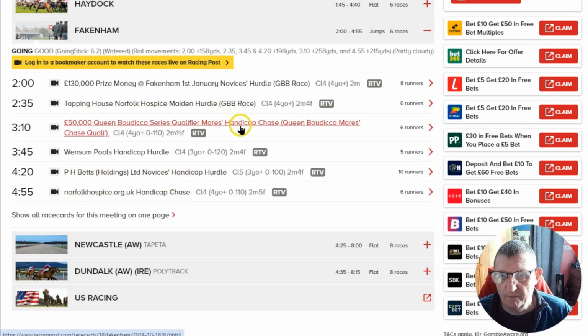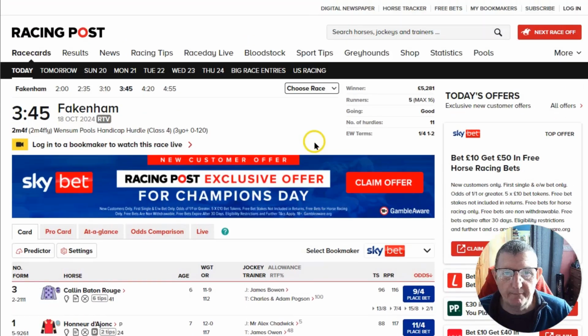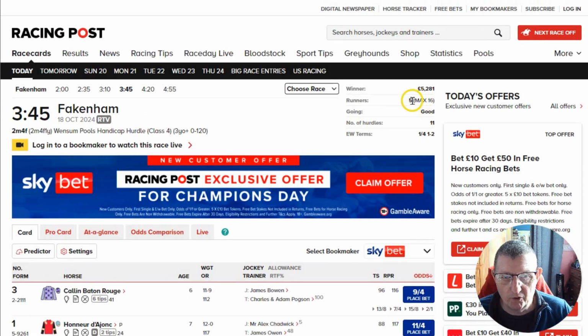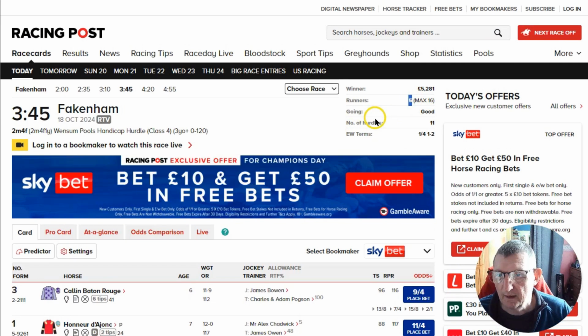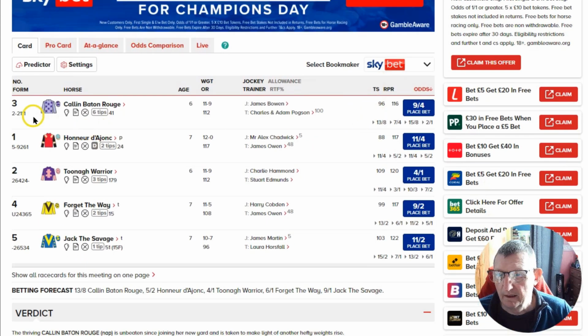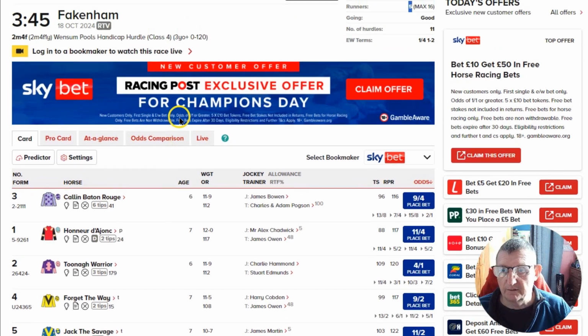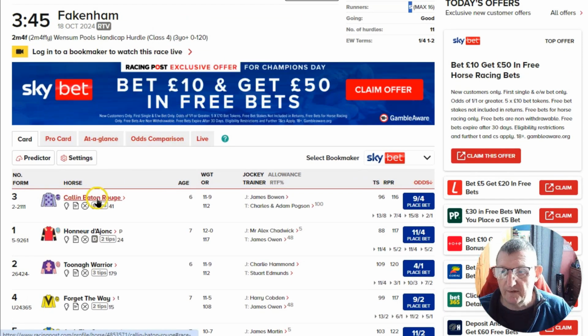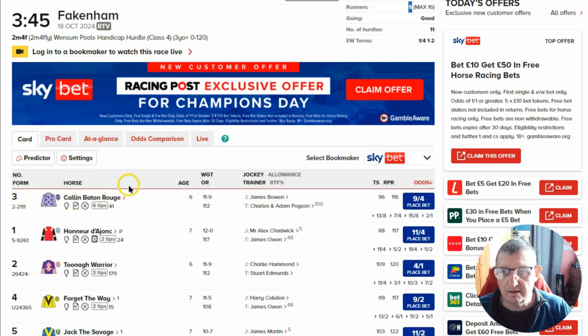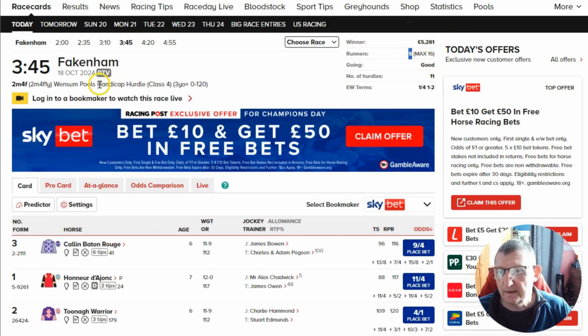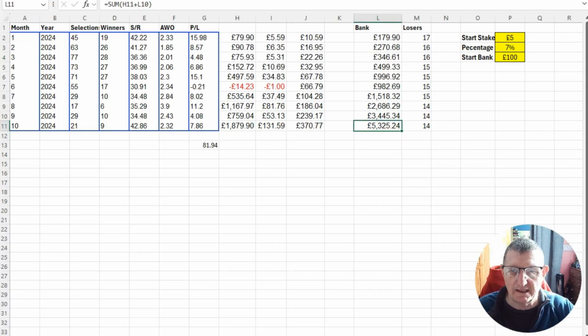a maiden hurdle, a handicap chase, and a handicap hurdle here. If we come down, we're just inside that five runners minimum. The favourite at 9-4 came first last time out, so that would be a selection for us. So: favourite, first or second last time out, at least 5 runners, handicap hurdle. That covers all the bases. Okay, so that's basically how you do it.